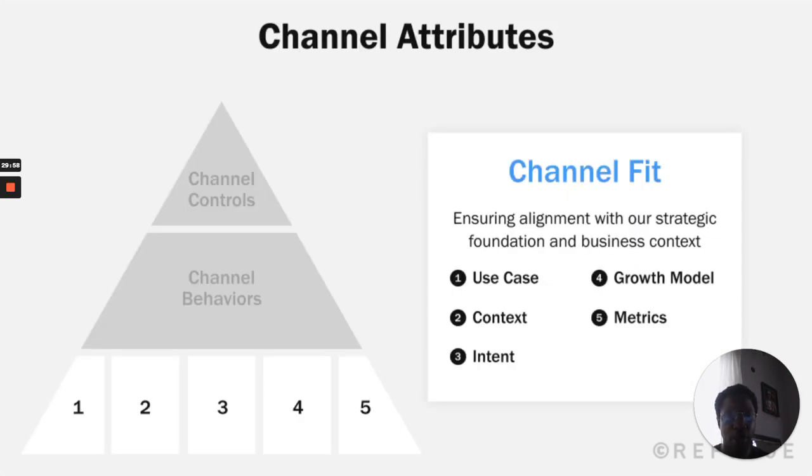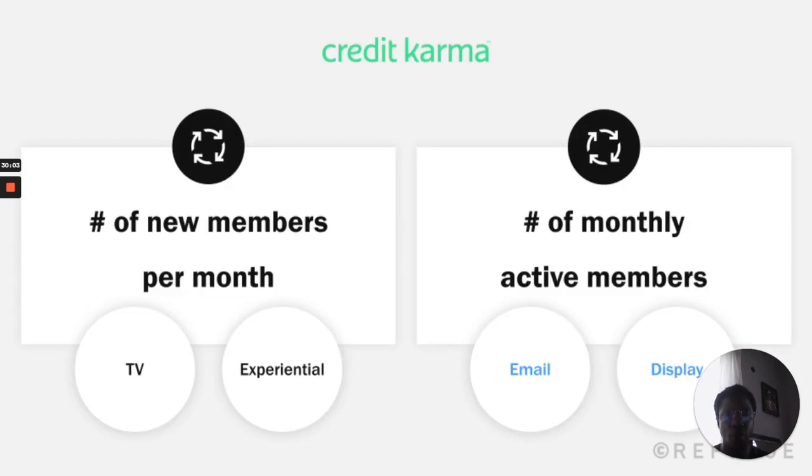And then the next one is the metrics. The metrics has to do with what you will measure on the channel. What are you really trying to achieve? Because it has to be clear what you want to measure, and can the channel give you that particular thing you want to measure? So if it's acquisition as a loop, what you're looking for, with Credit Karma for example, which is an app where people can check their credit score, is the number of new members they can have maybe per month, with TV and experiential as an example.